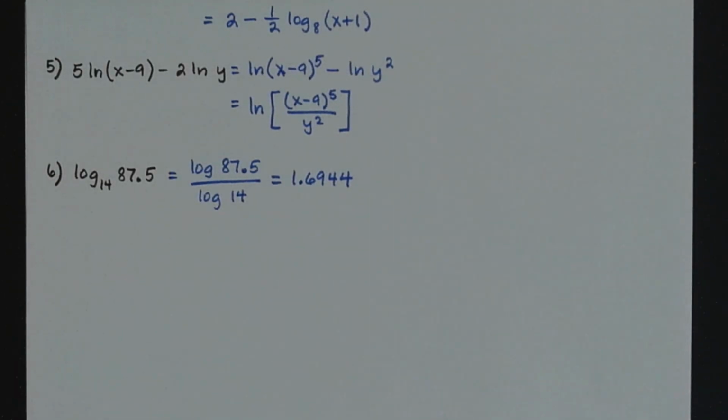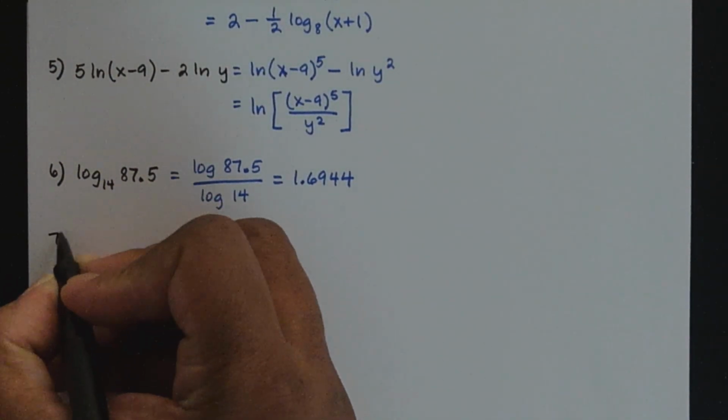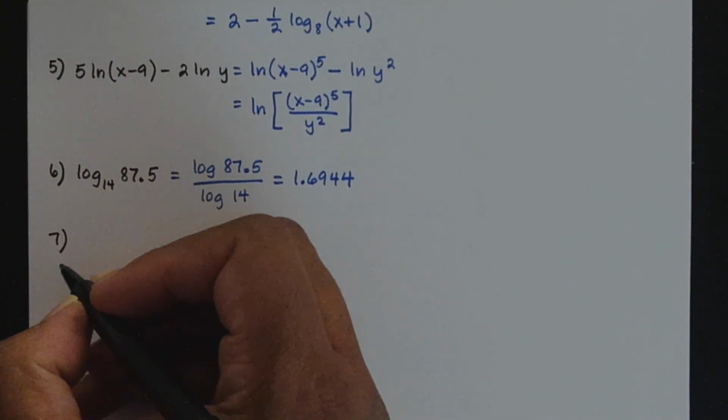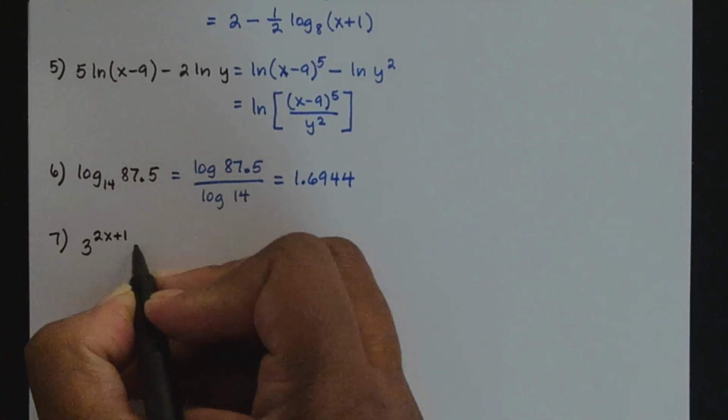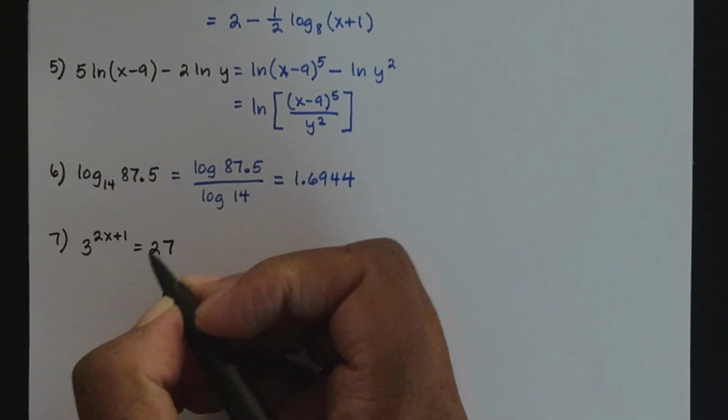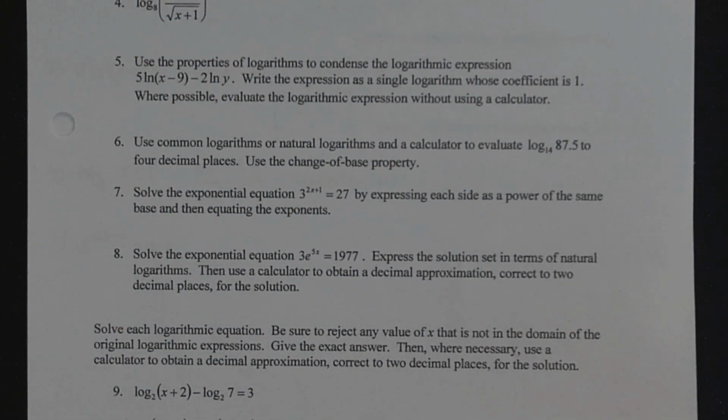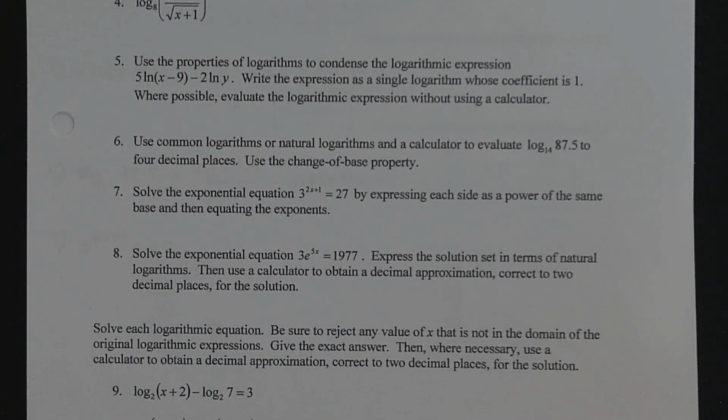Okay, number 7 and number 8. That's out of section 4.4, dealing with exponential and logarithmic equations. Actually, 7 and 8 deal with exponential equations out of section 4.4. For number 7, we have the equation 3 to the 2x plus 1 equals 27. In that problem, you are to express each side as a power of the same base, and then equate the exponents.